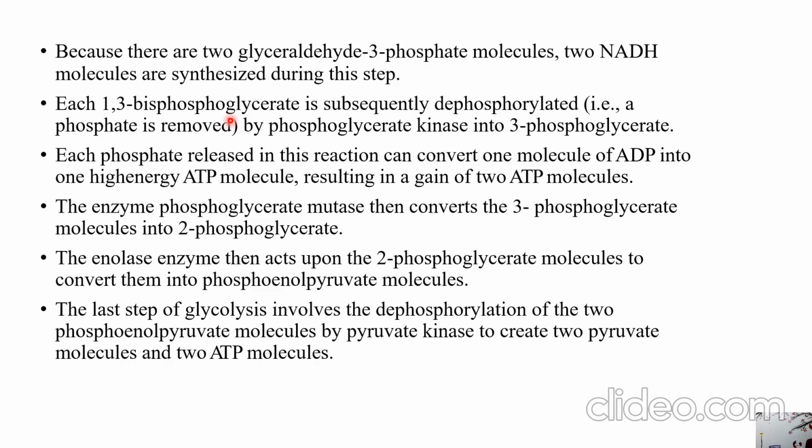Now each 1,3-bisphosphoglycerate is subsequently dephosphorylated. That is, the phosphate is removed by phosphoglycerate kinase into 3-phosphoglycerate. And each phosphate released in this reaction can convert one molecule of ADP into one high energy ATP molecule, resulting in a gain of two ATP molecules. The enzyme phosphoglycerate mutase then converts the 3-phosphoglycerate molecules into 2-phosphoglycerate. And the enolase enzyme then acts upon the two 2-phosphoglycerate molecules to convert them into phosphoenolpyruvate molecules.